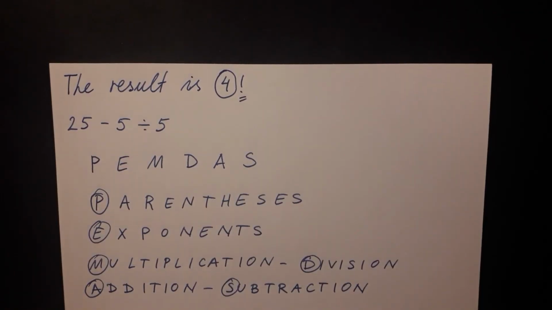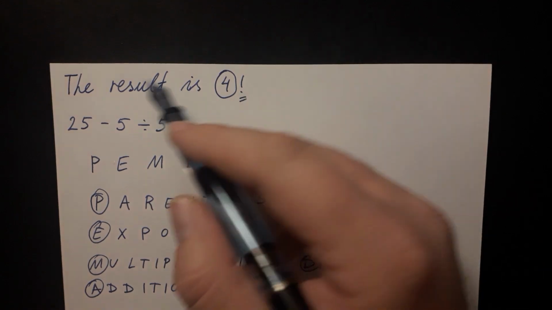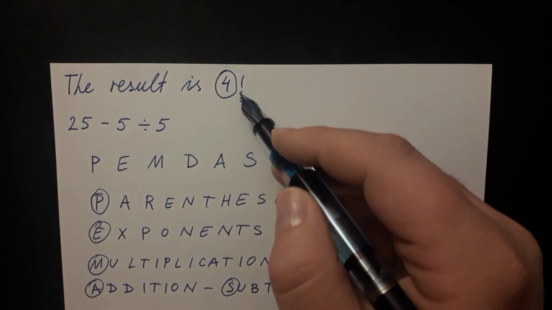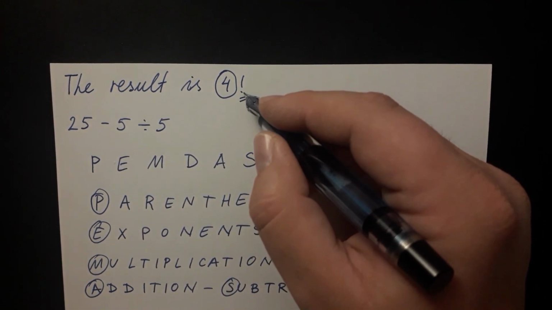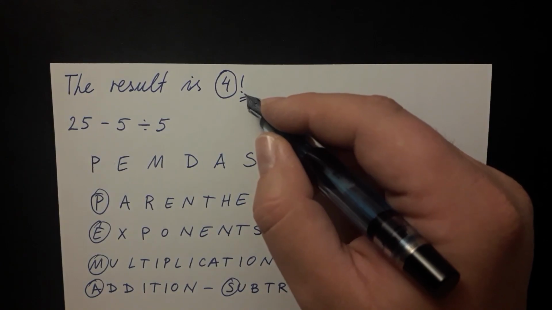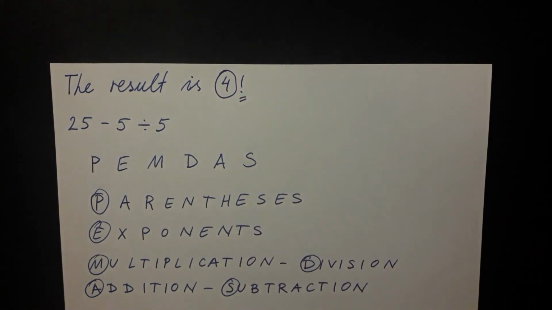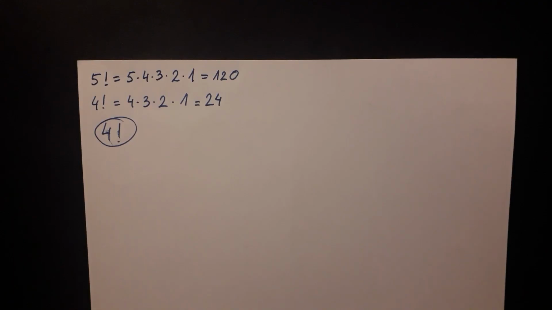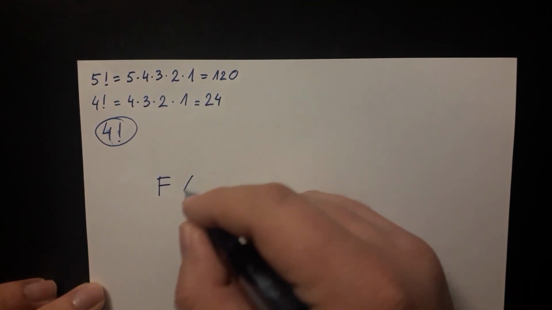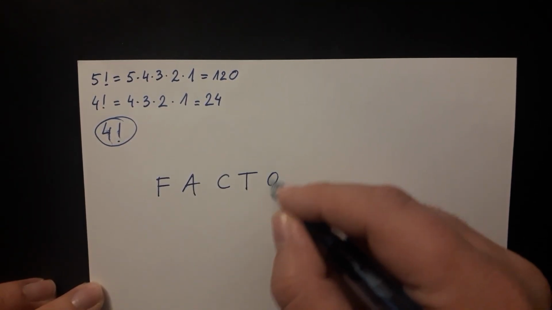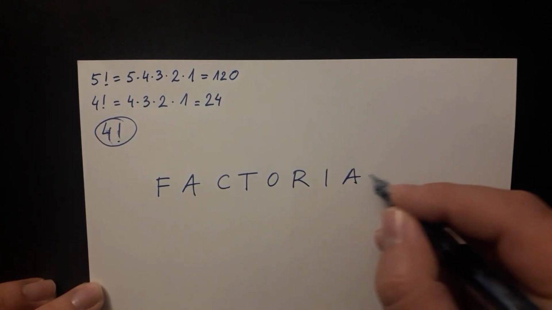And as you can see here, the writer of this problem claimed that the result is 4 exclamation mark, so this exclamation mark is actually the factorial. So this is correct. Looks like it depends on how you read it. The factorial is a great and broadly used mathematical concept, so let's talk a little bit about it.